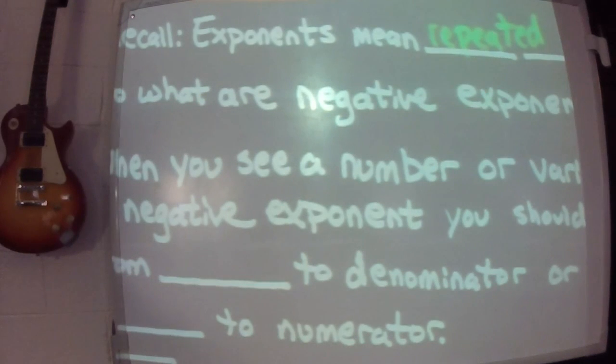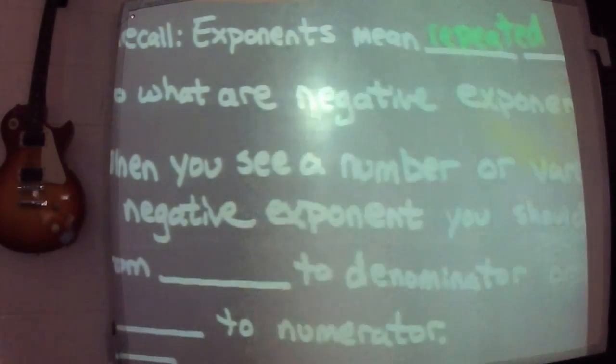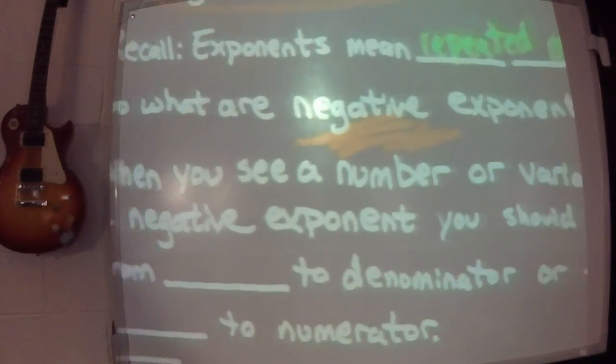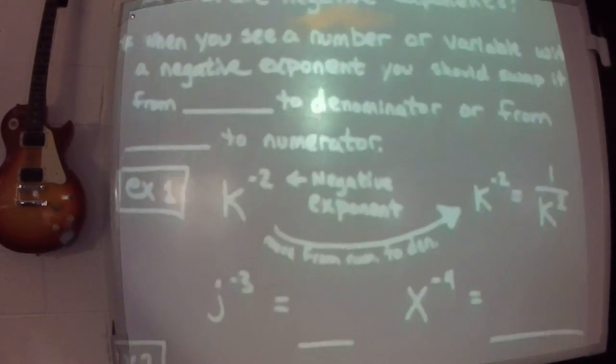So if I say 5 to the third, it really means 5 times 5 times 5. Or if I said 5 to the seventh, it means I'm going to multiply 5 by 5 by 5 by 5, on and on until I multiplied it 7 times. But what we don't know is how do negative exponents factor into that process? So what are negative exponents?